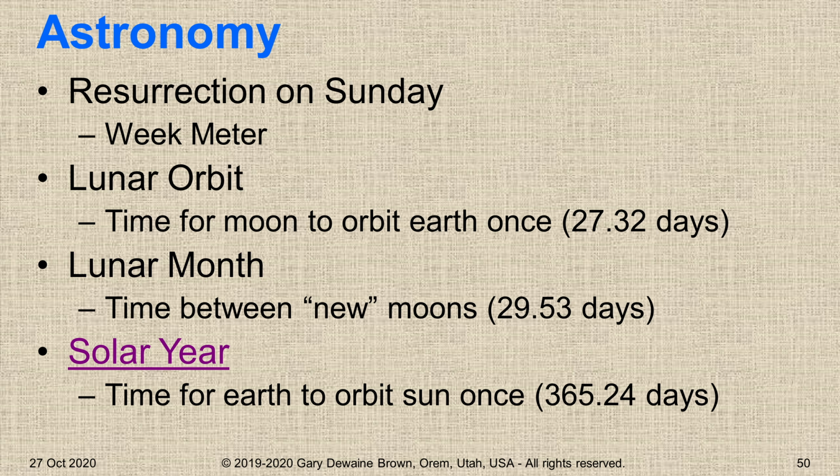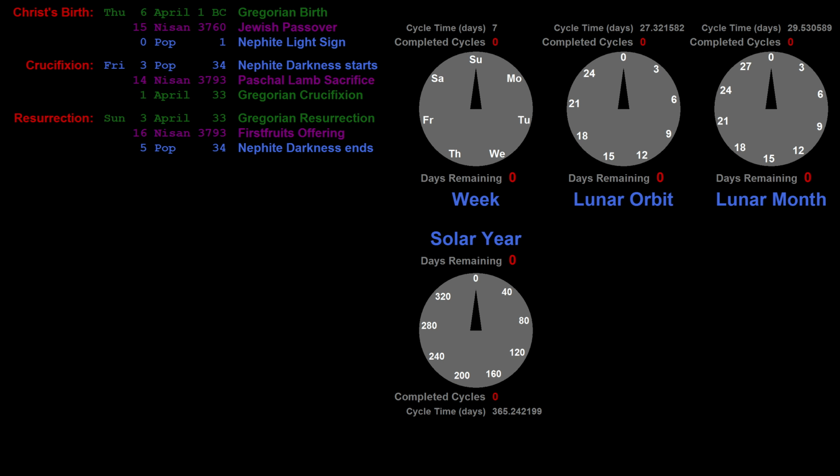A third astronomical cycle is the solar year, which is slightly less than 365 and 1/4 days. Note the solar year meter tracks the 365 and slightly less than 1/4 days. Ancient astronomers knew about the solar year because they could track the sun and determine when the summer and winter solstices occurred, which are the longest and shortest days in the northern hemisphere, and the spring and fall equinoxes when the lengths of day and night are the same.